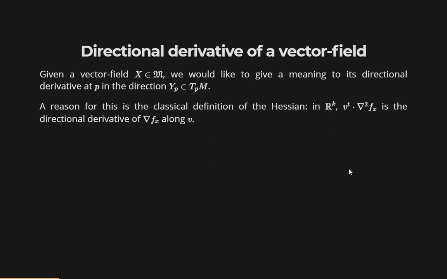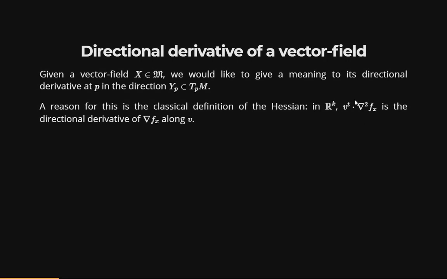A reason for this is the classical definition of the Hessian, which I'm not writing in classical terms. In R^k, if you denote by del squared f the Hessian matrix of f at x, then V transpose times the Hessian matrix is the directional derivative of the gradient along V. V transpose just because the gradient should be a column vector, but anyway.